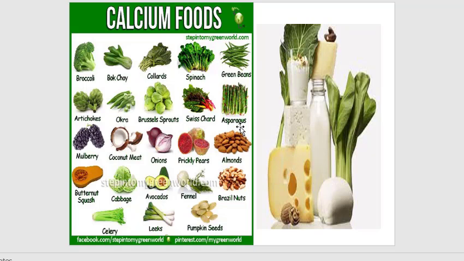Here's some high calcium foods. See a lot of greens in there, huh? Lots of greens for the calcium.